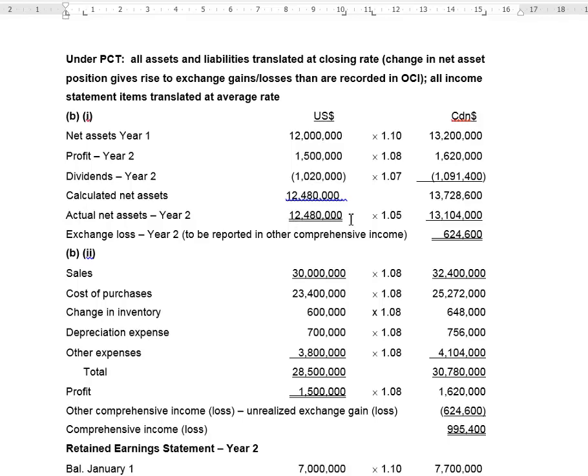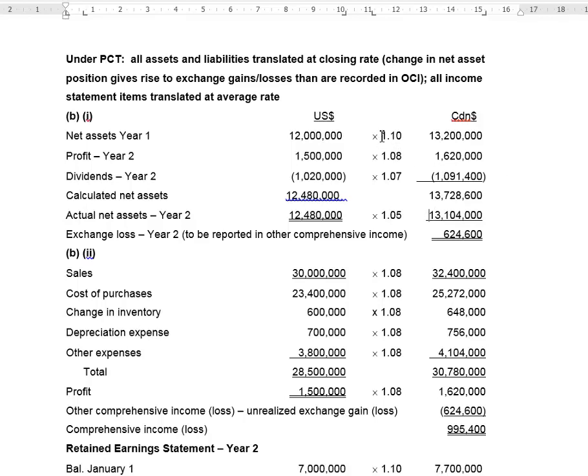So let's look at the actual net asset position that we have. And again, we can see here the actual net asset position at the end of year 2 is the same as the calculated. And where do we get that? Your actual net asset position at the end of year 2 would be your ordinary shares plus your retained earnings, which is 12,480,000. Again, if we translate the actual net asset position at the end of year 2, which is the sub's net assets at that date, we translate it at the closing rate and get 13,104,000 Canadian.